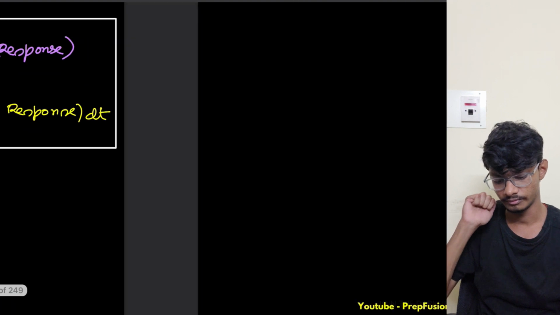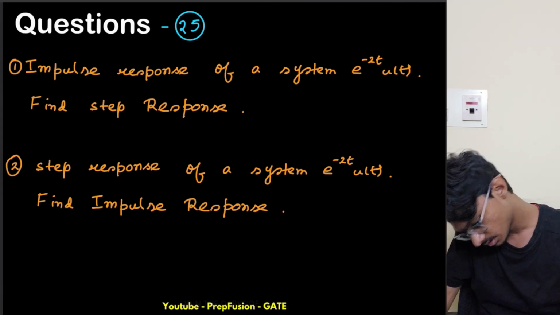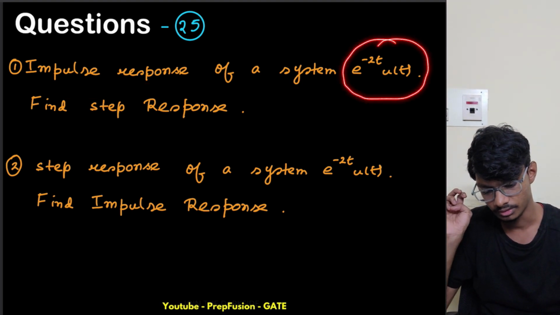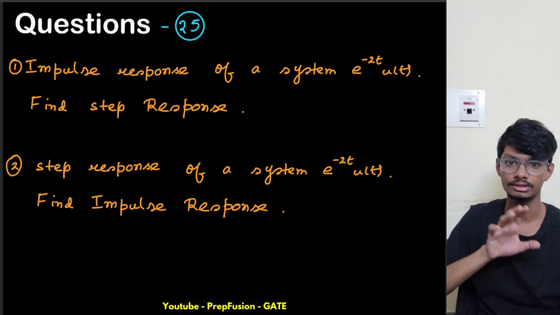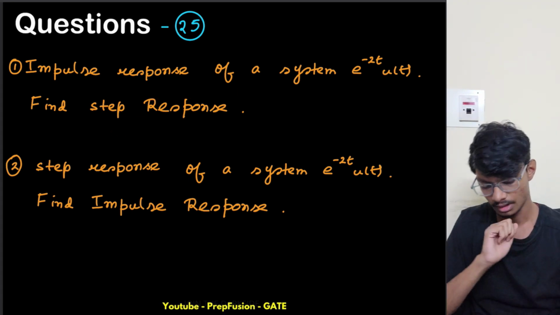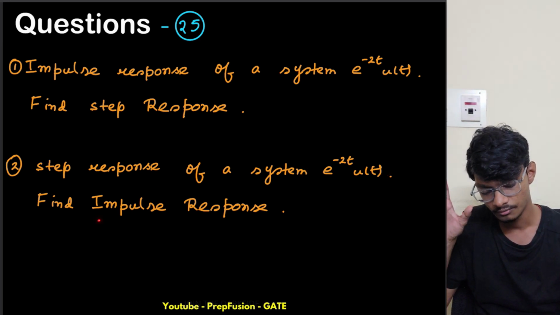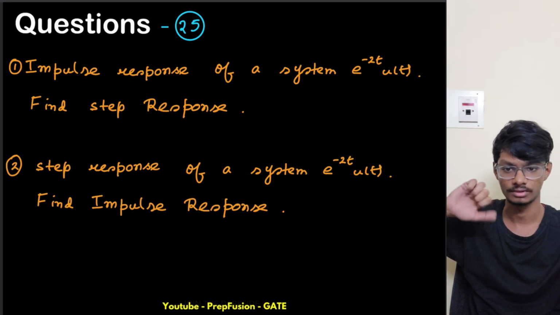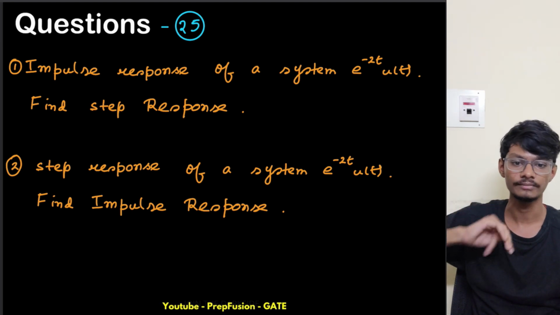Okay, now we will solve a question. We have to find the step response of a system whose impulse response is given as e raised to power minus 2t u of t. We also have to find the impulse response when the step response is the same signal, so we have to find two things. For one case, if the impulse response is given, simple, we will just integrate the impulse response and we will find the step response.